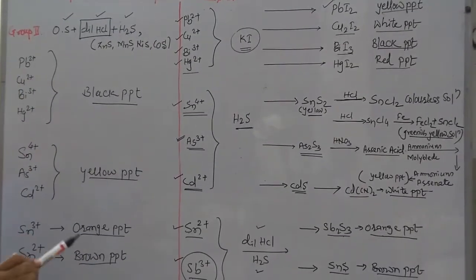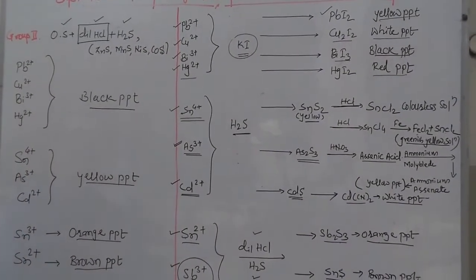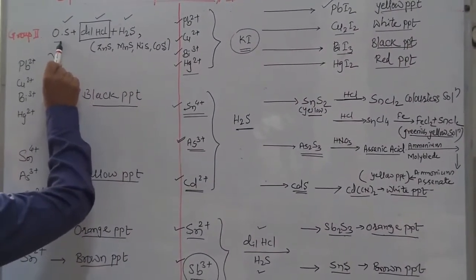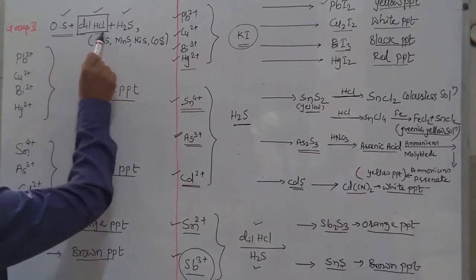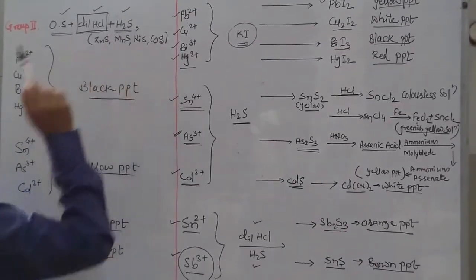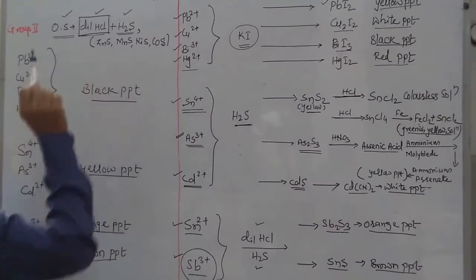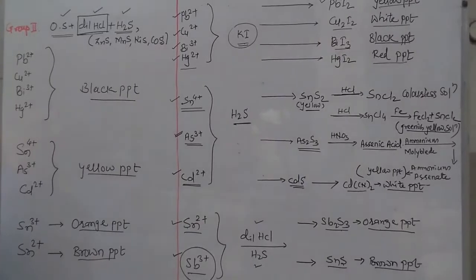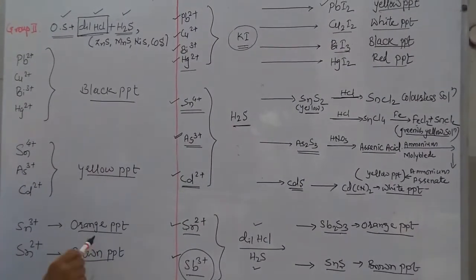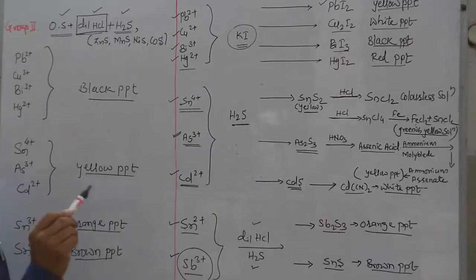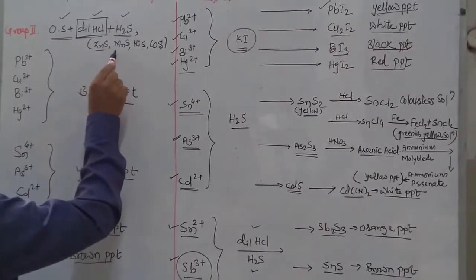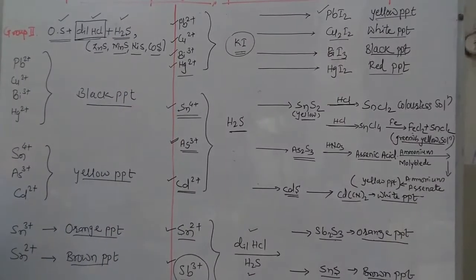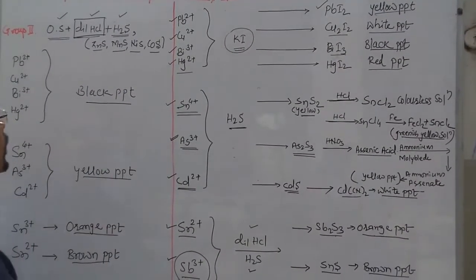Now, one more hint for the basic radical analysis: for the group 2 radical analysis we are adding original solution, then dilute HCl and H2S. If this dilute HCl is not added in proportion, that is, less quantity, or if it is not added, then there are chances to form zinc sulfide, manganese sulfide, nickel sulfide, and cobalt sulfide precipitate.